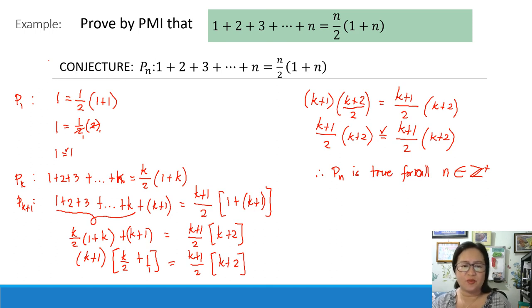So that's it. That is the principle of mathematical induction. I hope you were able to get that. See you next time.